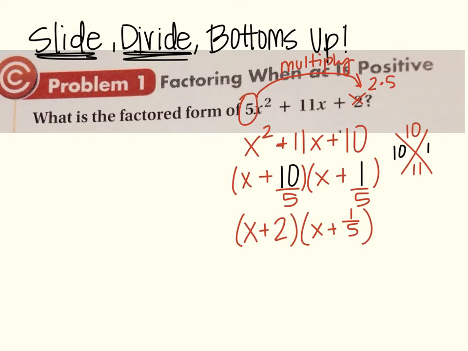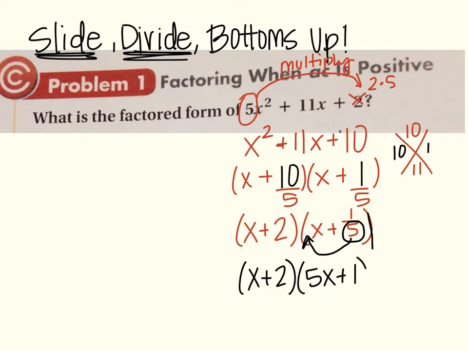And then what we mean by bottoms up is we're going to take any denominator that we have and we're going to put it in front of the x. So that's going to be x plus 2 and then 5x plus 1. And those are our factors.